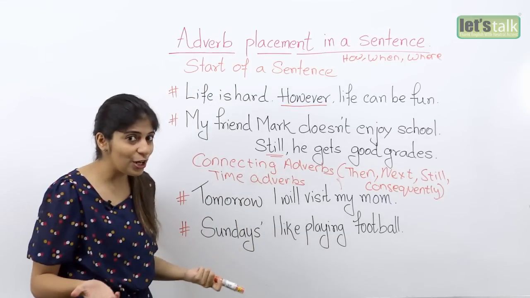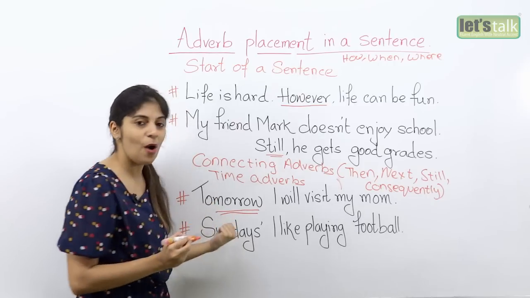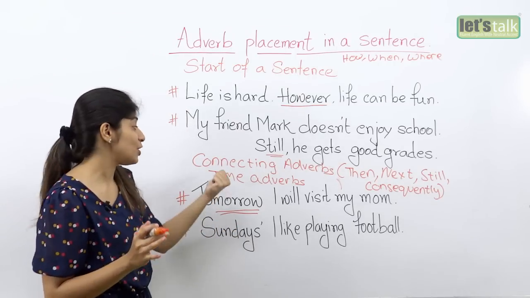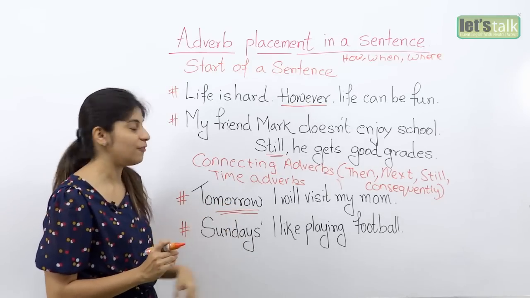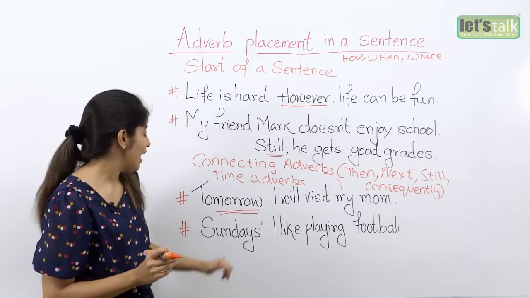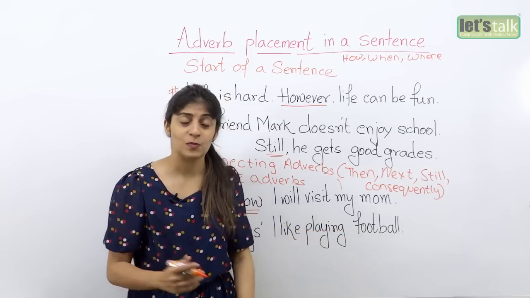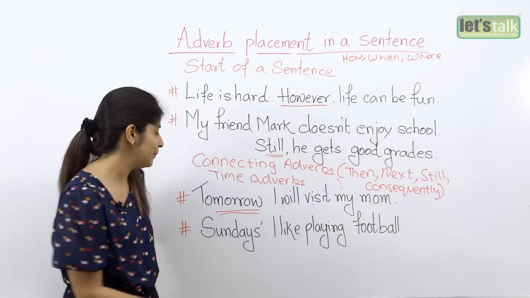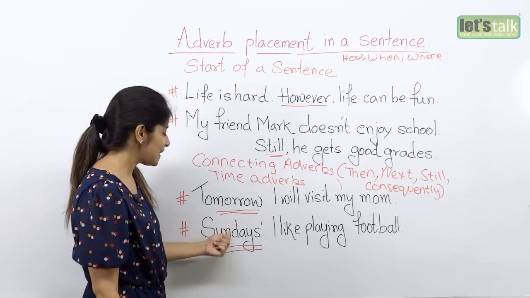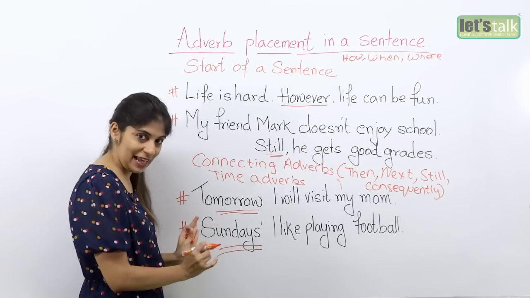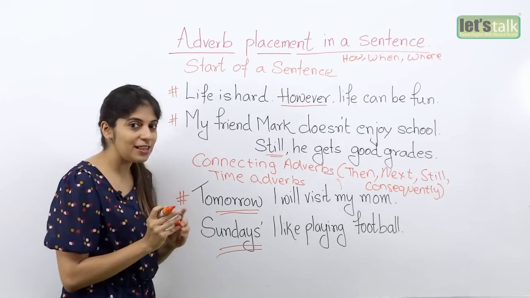So, when are you going to visit your mom? Tomorrow. So here, the word tomorrow is your adverb, it's your time adverb, and you are using it at the beginning of a sentence. Okay? Another example is Sundays, I like playing football. So when do you like playing football? You like playing football on Sundays. So Sundays here is used at the beginning and it is a time adverb. So hope you got this right.